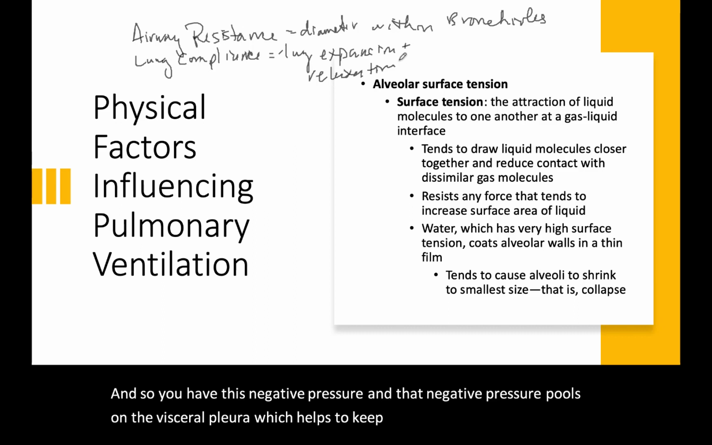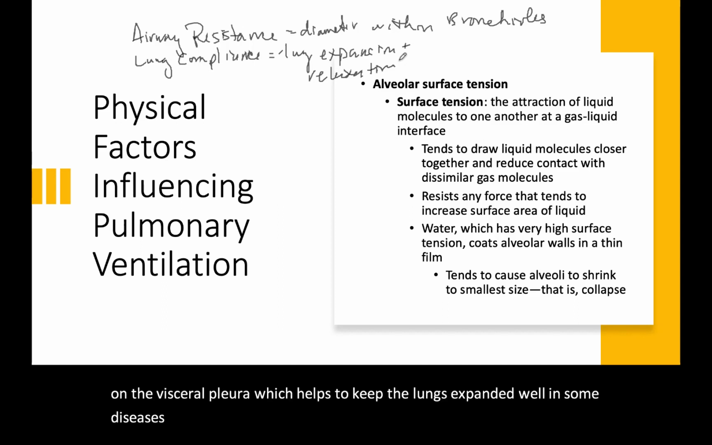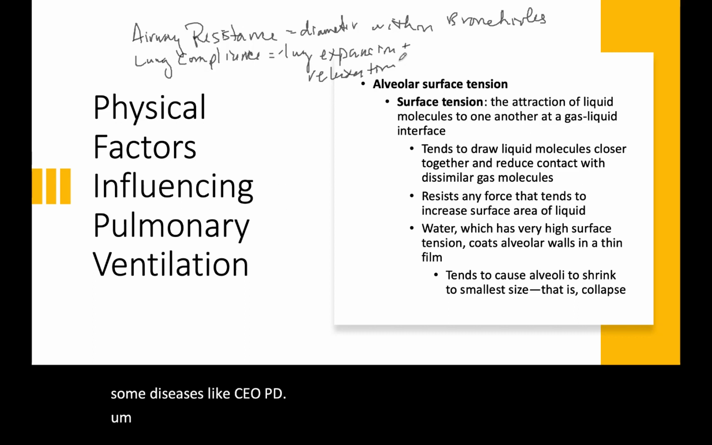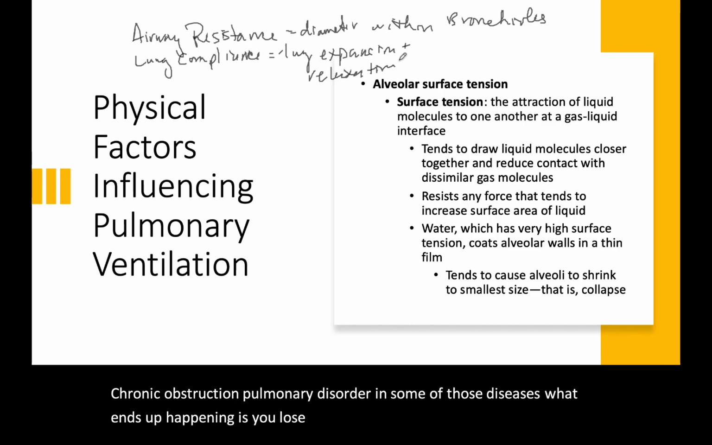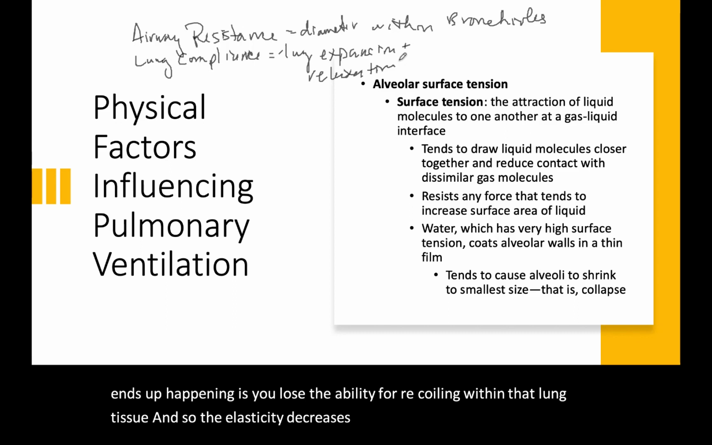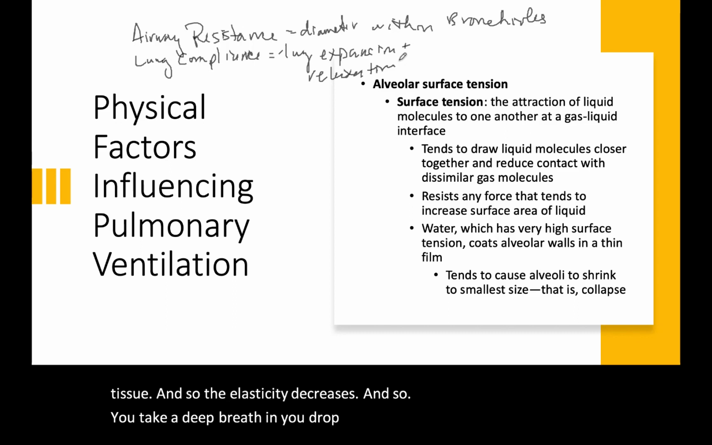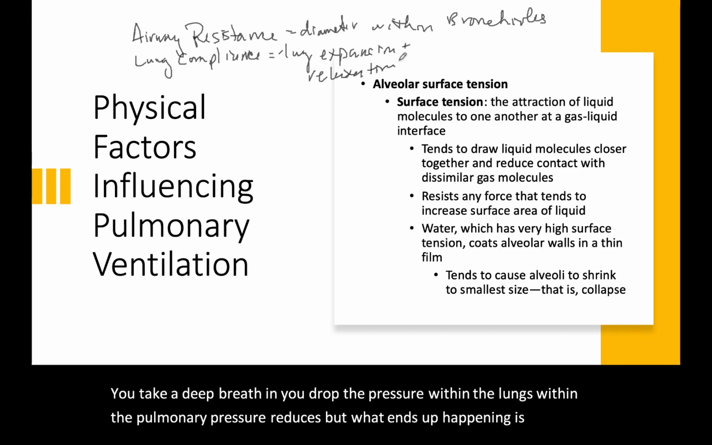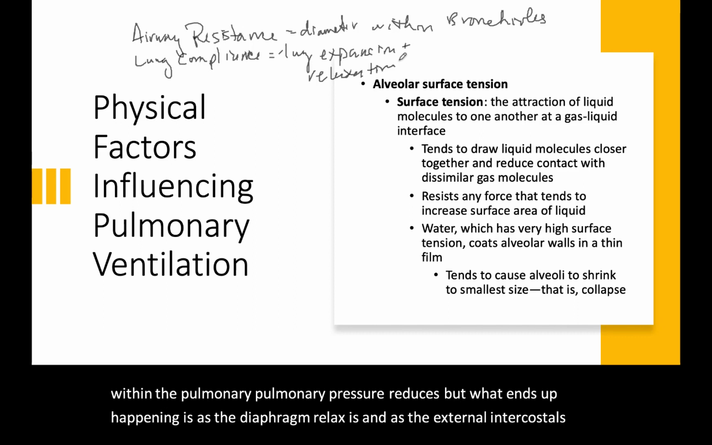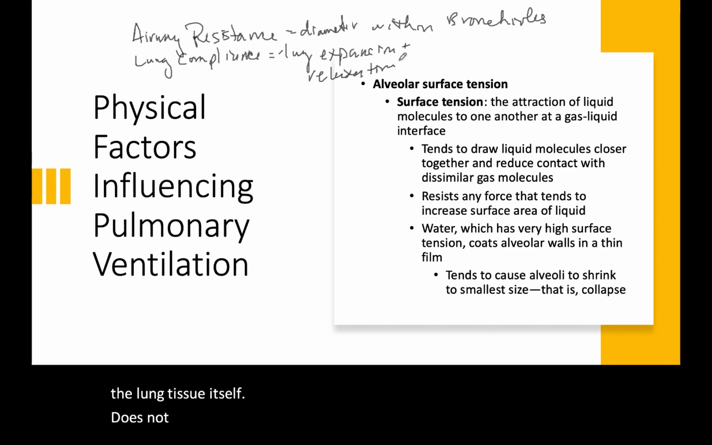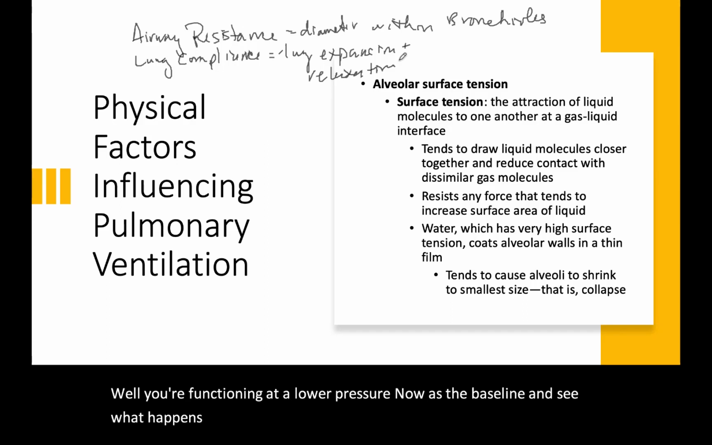Well, in some diseases like COPD, chronic obstructive pulmonary disorder, you lose the ability for recoiling within that lung tissue, and so the elasticity decreases. You take a deep breath in, you drop the pressure within the lungs. But as the diaphragm relaxes and the external intercostals relax, the lung tissue itself does not relax. It stays expanded. You're functioning at a lower pressure now as the baseline. And so you've got to try to take a deeper breath in to try to lower the pulmonary pressure within the lungs.